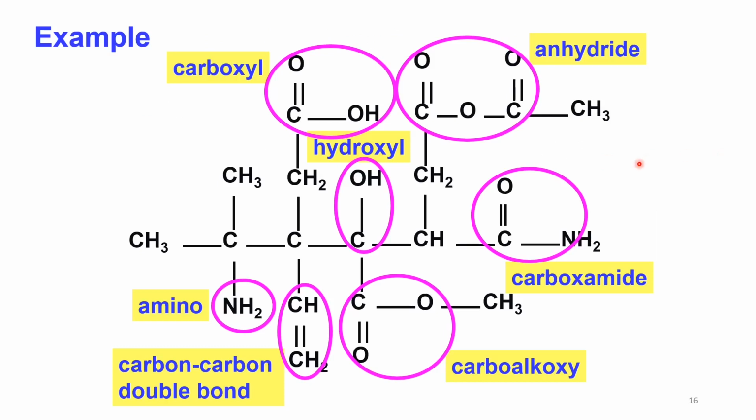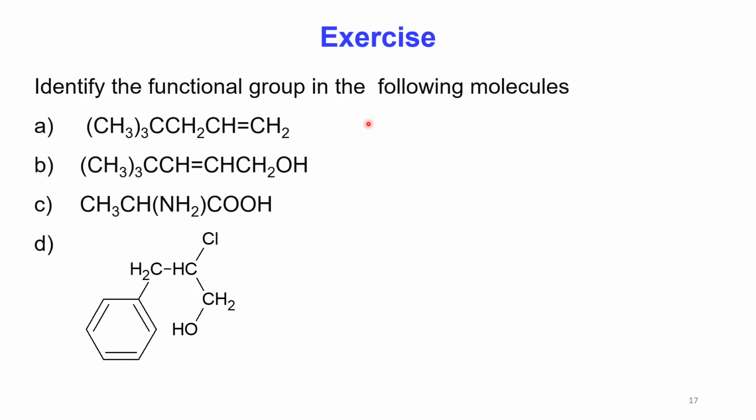Now we look at an example. Given a structure of an organic compound, we need to identify the functional group and name it. C double bond O, OH is carboxyl. C double bond O, OC double bond O is anhydride. COH is hydroxyl. C double bond O NH2 is carboxamide. NH2 is amino. C double bond C is carbon-carbon double bond, and C double bond O, OC is carboalkoxy. This is an example of how we can name and identify the functional groups. Now this is the exercise.